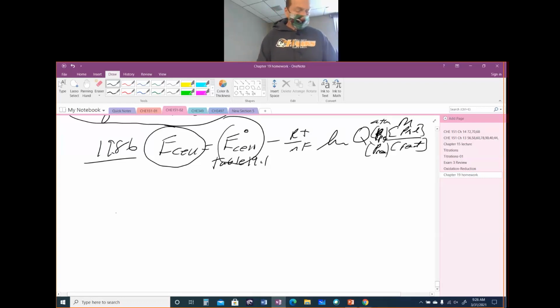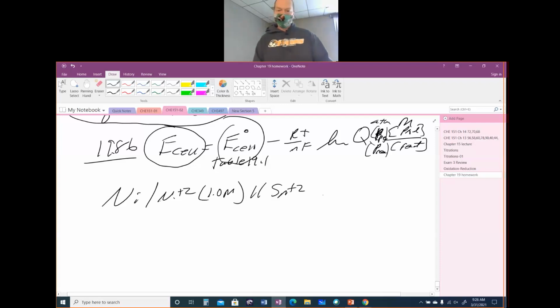And so here is the cell reaction. You got your nickel solid, nickel plus 2. And when you're doing your cell notation, you always have to put in the concentrations. So your nickel plus 2 is 1 molar. Your Sn plus 2 is not 1 molar. It is 1.5 times 10 to the minus 4. So you write your reaction. Always first is the anode, and then the salt bridge, and then your cathode.